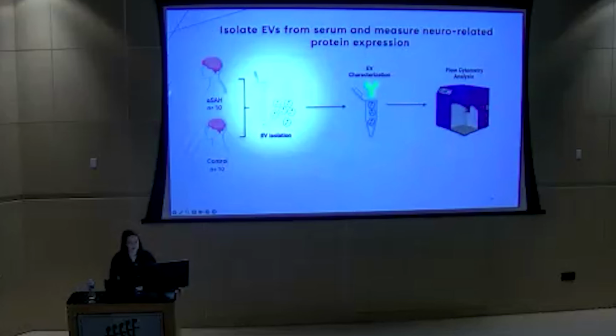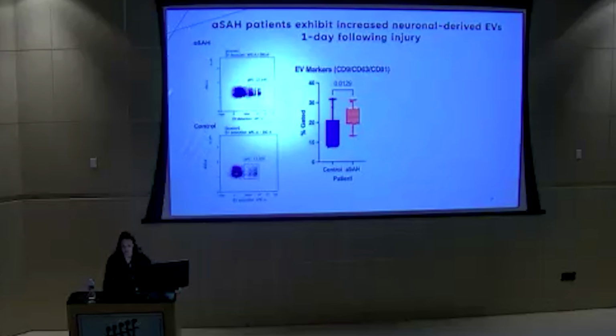So we isolated EVs from serum in these patients, and then we used a kit that has 37 surface epitopes to measure neuro-related proteins on the surface of these EVs, and we analyzed them using flow cytometry. And what we found was that EVs were significantly elevated in patients with aneurysmal subarachnoid hemorrhage. As you can see, there are more EVs here as well as on the graph.